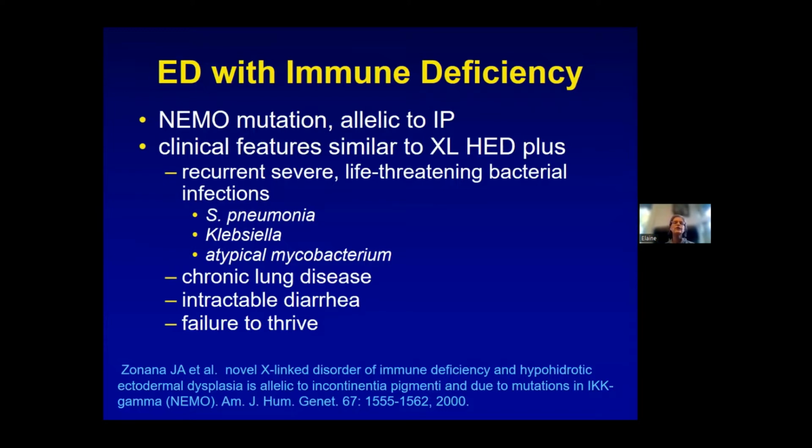And their clinical features, as I mentioned, are very similar to this X-linked HED, except that they also have recurrent severe life-threatening bacterial infections with strep pneumoniae, Klebsiella, and especially atypical mycobacterium that can progress to chronic lung disease. They often will have failure to thrive with chronic diarrhea. So this is a tragic condition. I actually had one patient that we lost due to this condition, but it's very rare. Next slide.